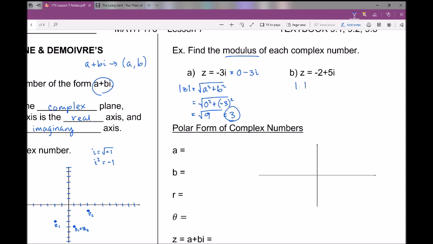So we have the modulus of z is equal to the square root of a squared plus b squared, which is the square root of negative 2 squared plus 5 squared. So if we simplify this, we get the square root of 4 plus 25, and that is just the square root of 29. Now 29 is a prime number, so it doesn't have any factors that could possibly be perfect squares. So that is the simplest form of that radical.